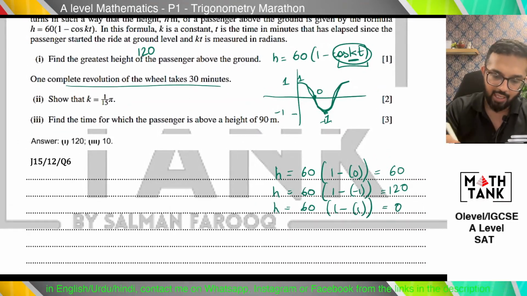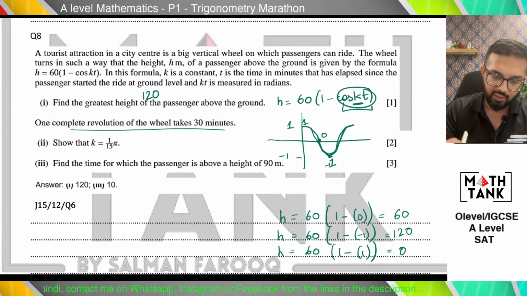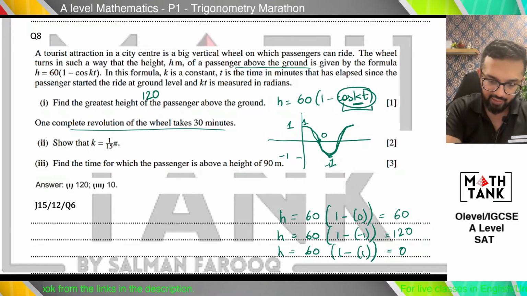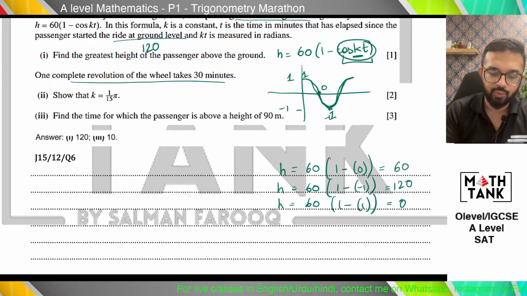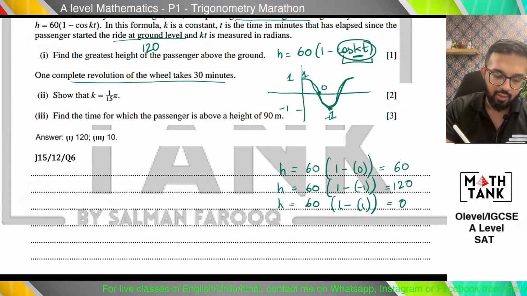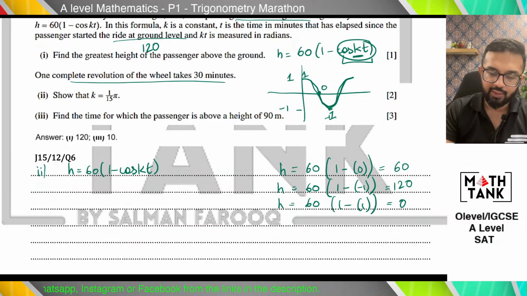Can I say that at the start of the journey you're on the ground? And when those 30 minutes have elapsed, let's assume that you're not on the ground. Let's start by doing that. This is 60 times 1 minus cos kt. It says one complete revolution of the wheel takes 30 minutes. So k equals pi over 15.